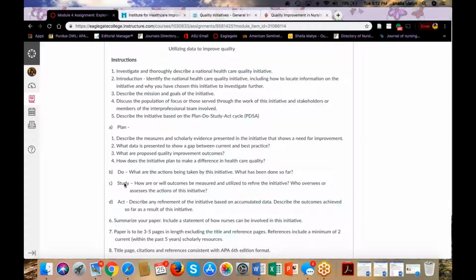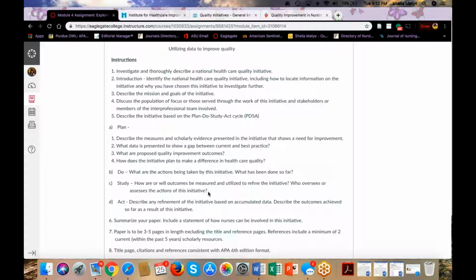Okay. Then under the study, how will the outcomes be measured and utilized to refine the initiative? And then who oversees or assesses the action of this initiative? Who oversees it? Could be the healthcare facility that you're working at, could be the American Nurse Association, it could be the Robert Wood Johnson Foundation, whatever initiative you decide to do.